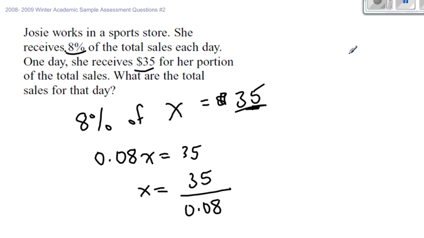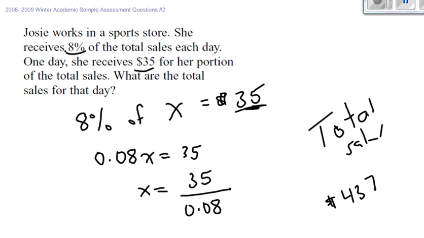So these total sales must be $437.50. And again, I could check that really quickly because 8% of that number is $35. So in a day, she sold $437.50, and therefore she got paid $35 commission for doing this much in sales.